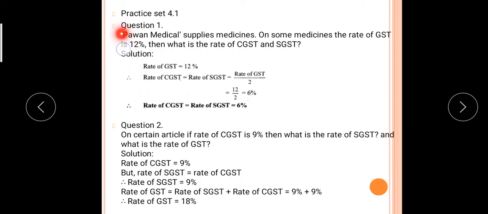Now students, see the first question. Pawan Medical supplies a medicine. On some medicine, the rate of GST is, at the time of reading this, it is very important, GST it is given, that is 12%. Then what is CGST and SGST? Obviously, all of you know that when the GST is 12%, half of the amount goes to the central government, that is CGST, and half of the amount goes to the state government. Means if your GST is 12%, your CGST and SGST rate is equal to rate of GST divided by 2, that is 6%.